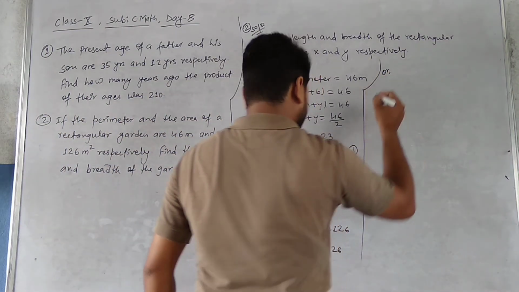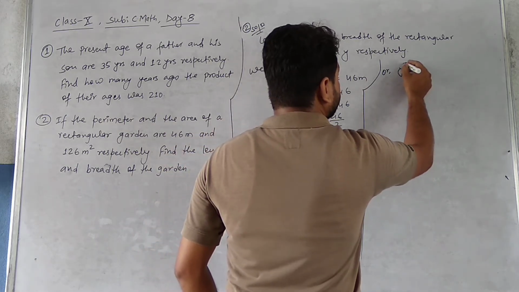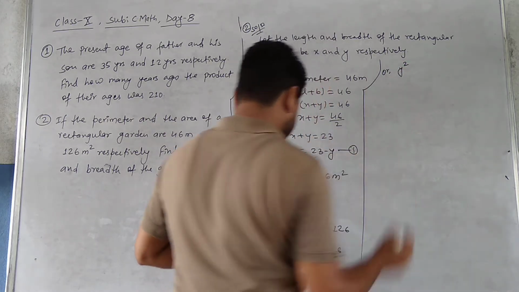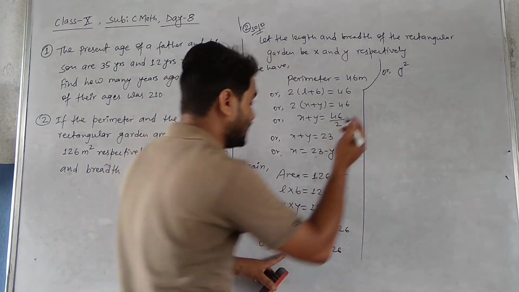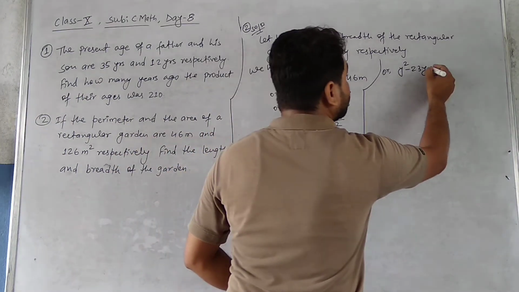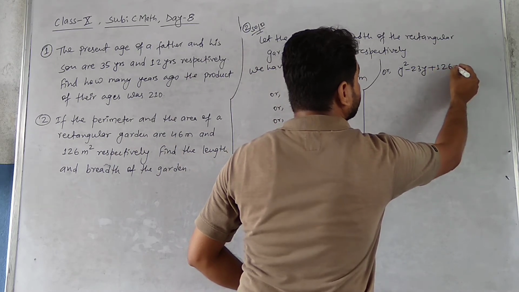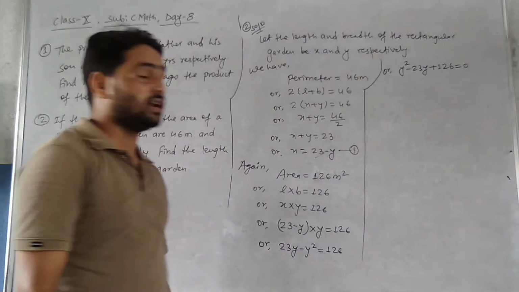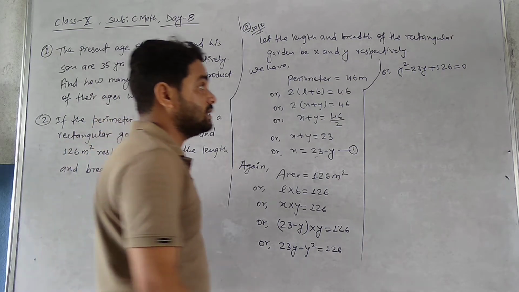So we get what? Let's bring the 12. This is the plus here. That side then it becomes minus 23y, and this is plus already. Plus 126 equals 0. This is another. Now we can apply the factorization.